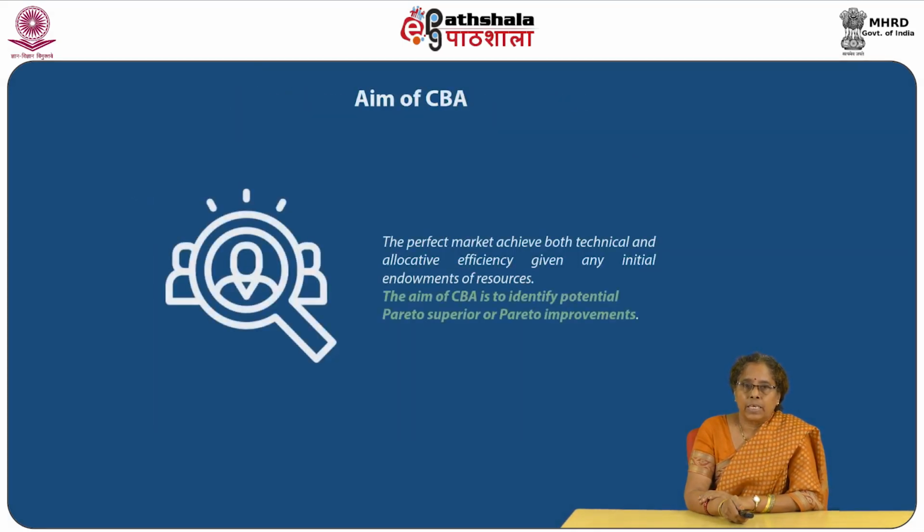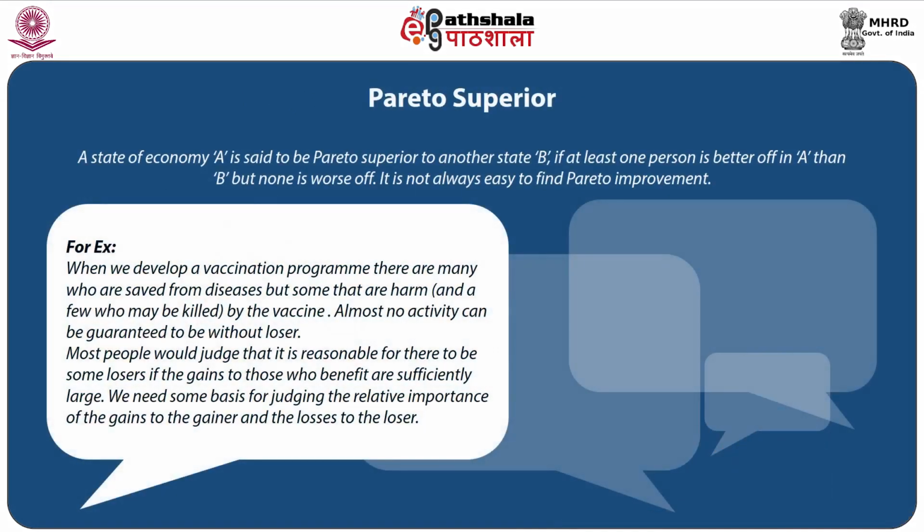resources. Aim of CBA. The perfect market achieve both technical and allocative efficiency given any initial endowments of resources. The aim of CBA is to identify potential Pareto Superior or Pareto improvements. Here we will define what is a Pareto Superior. Pareto Superior means a state of economy A is said to be Pareto superior to another state B if at least one person is better off in A than B, but none is worse off.